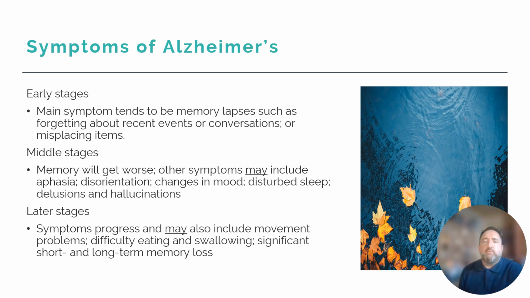So the types of symptoms that people will see that might lead them to go get the diagnosis in the early stages, it tends to be in Alzheimer's memory lapses, such as forgetting about recent events or conversations or misplacing items. And again, it's not just one-off things, it's about these tending to happen on a more regular basis. For a lot of people, this is about things that they will recognize themselves, but there are some individuals that maybe aren't as aware, or maybe are in fear of what they think is happening to themselves, that might make it difficult to approach somebody about the diagnosis.